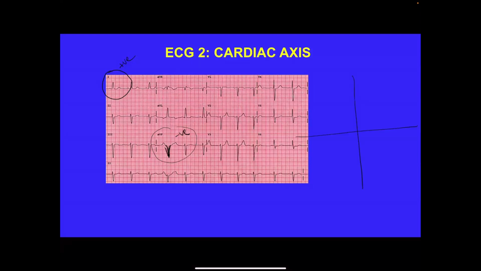So again, if you draw it, plus, plus, minus, minus, lead 1 is positive and AVF is negative, so it's here. Okay, so this is left deviation.